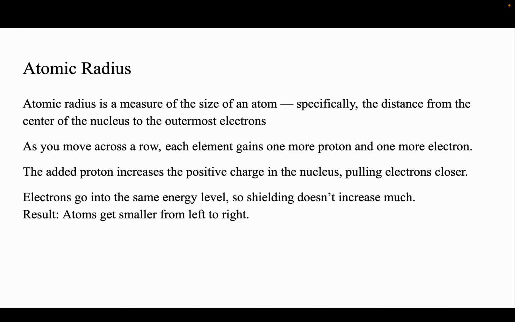So here we go. First, we're going to be discussing the atomic radius, and it's basically the measure of the size of an atom, specifically the distance from the center of the nucleus to the outermost electrons. As you move across a row in the periodic table, each element gains one more proton and one more electron. The added proton increases the positive charge, pulling the electrons closer. So when the electrons get closer to the nucleus, the atomic radius decreases, so atoms get smaller from left to right.